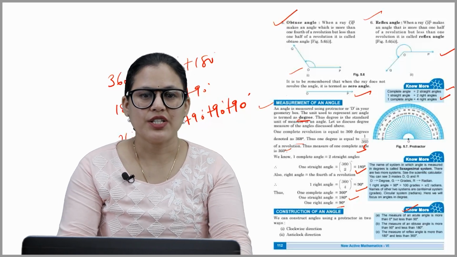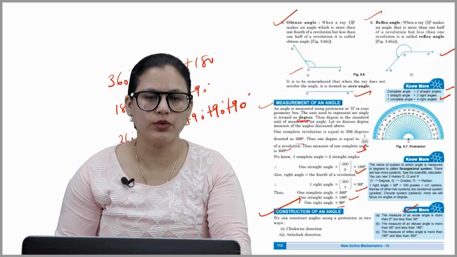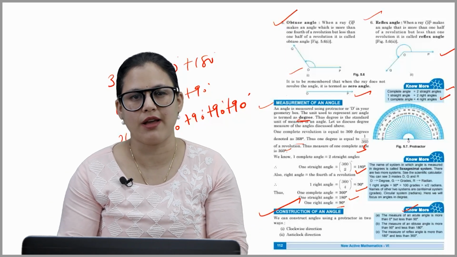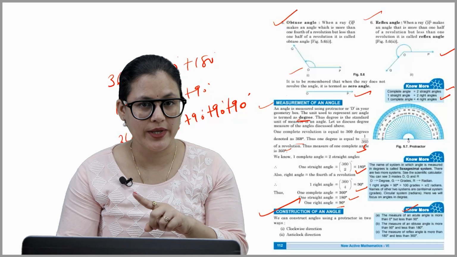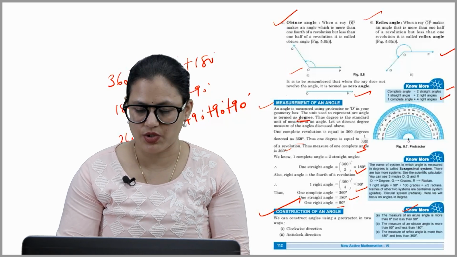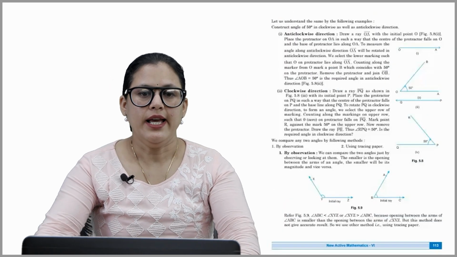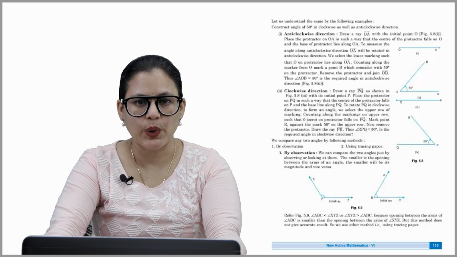Construction of an angle. Now, let's see how to construct an angle. We can construct angles using a protractor in 2 ways: number 1, clockwise direction, and number 2, anti-clockwise direction. Let us understand the same by the following examples.